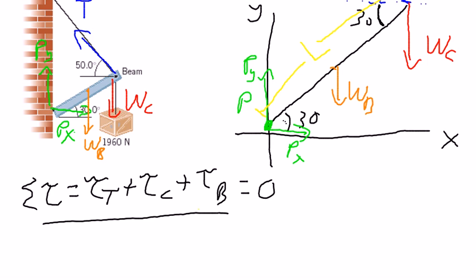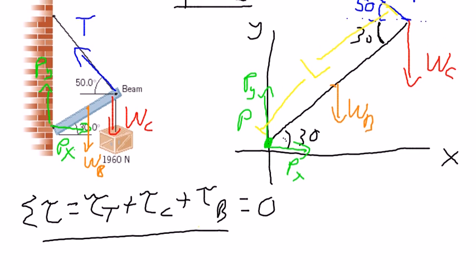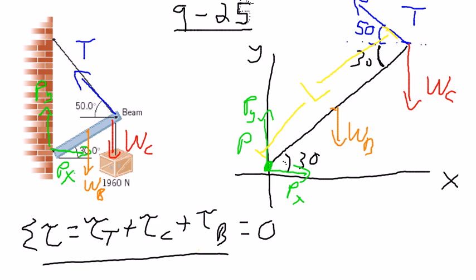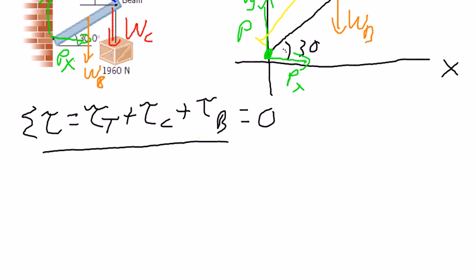For any given torque, it's going to be the force multiplied by the perpendicular distance. If we look back at our diagram here, we can see that the tension force is going to cause counterclockwise rotation, so that's going to be a positive torque. If we define the perpendicular distance to the line of action of our tension force as L sub t, then L sub t is the perpendicular distance to the tension force.